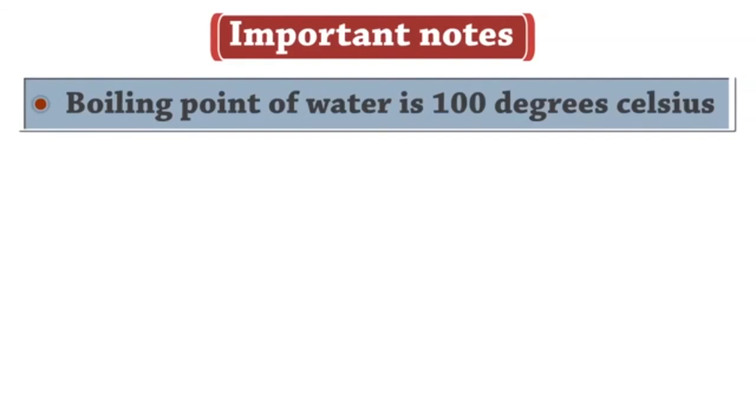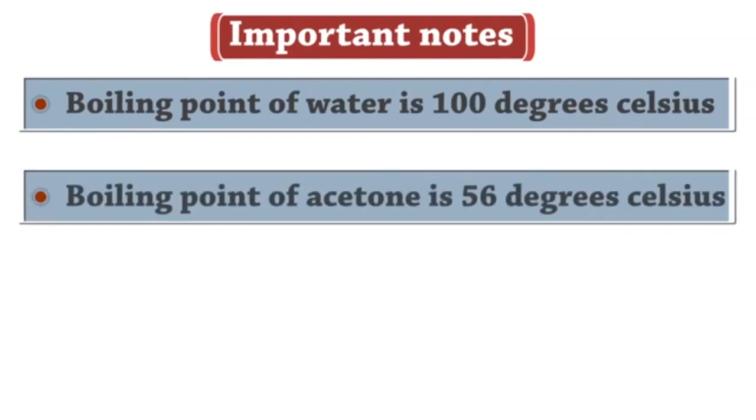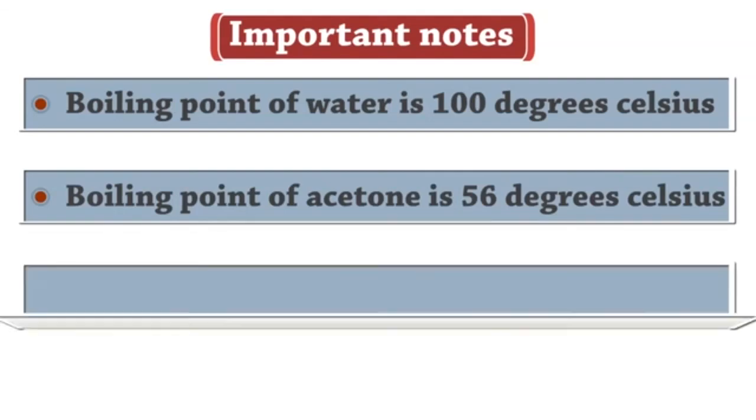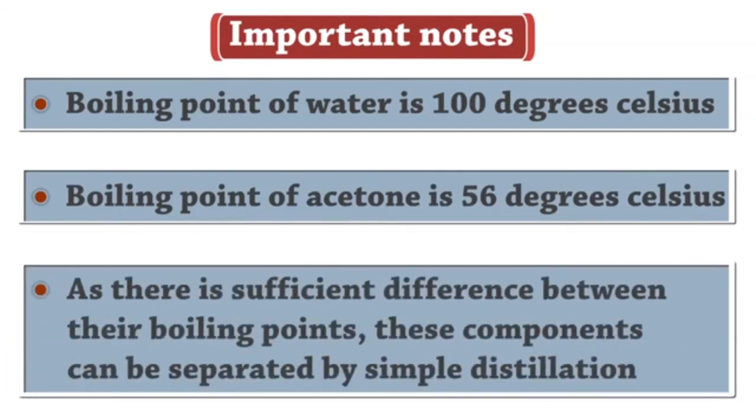Boiling point of water is 100 degrees Celsius. Boiling point of acetone is 56 degrees Celsius. As there is sufficient difference between their boiling points, these components can be separated by simple distillation.